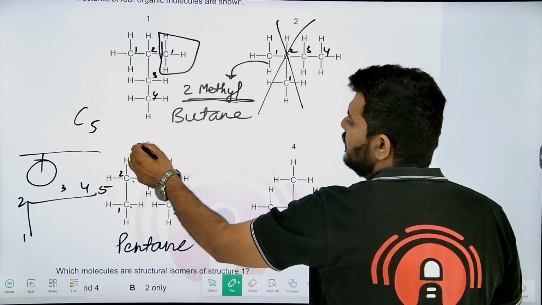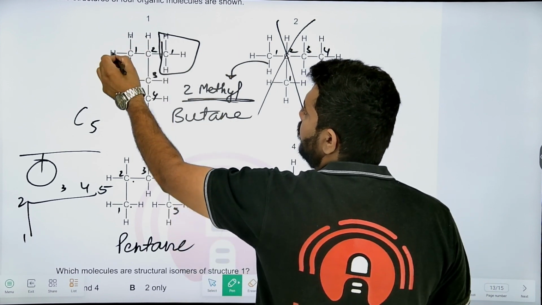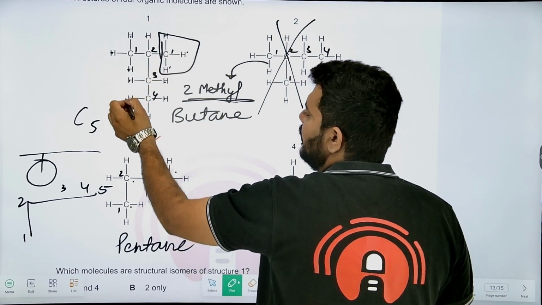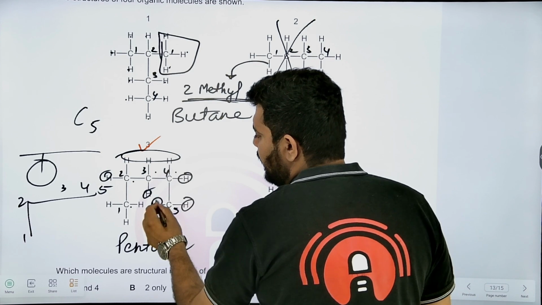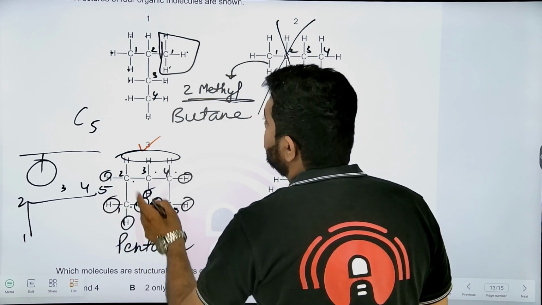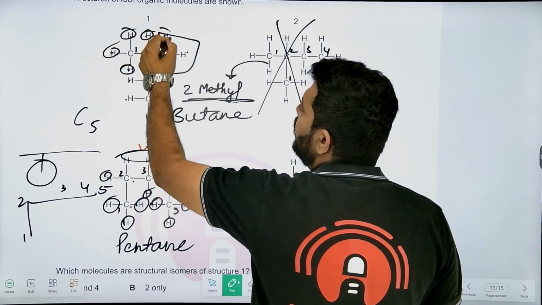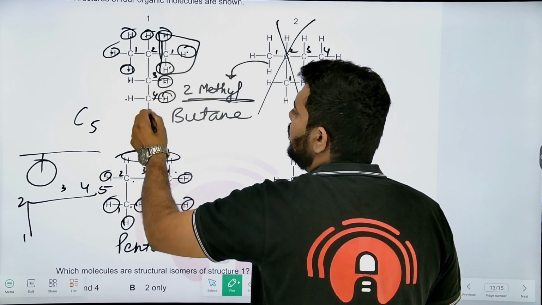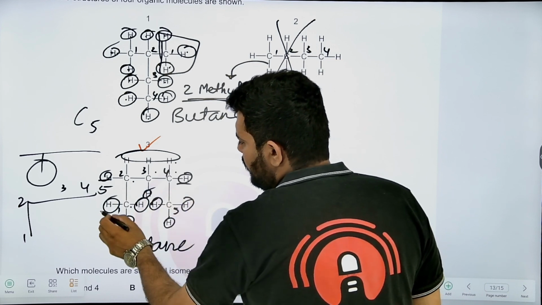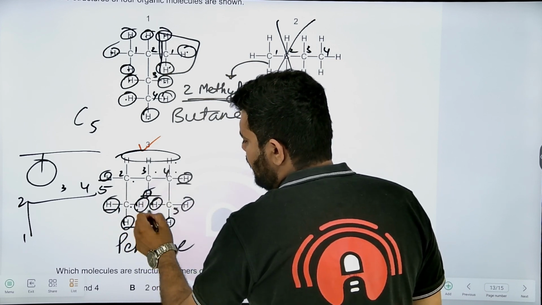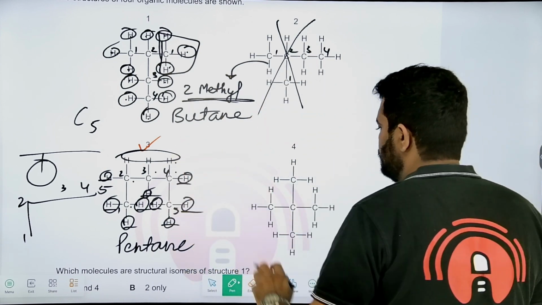So I am sure that this is an isomer. Let's count the number of hydrogen. You have 1, 2, 3, 4, 5, 6, 7, 8, 9, 10, 11 and 12. 1, 2, 3, 4, 5, 6, 7, 8, 9, 11, 12 and 13. I am missing some hydrogen. 1, 2, 3, 4, 5, 6, 7, 8, 9, 10, 11 and 12. Okay, I think I made a mistake in counting previously. So this is an isomer.